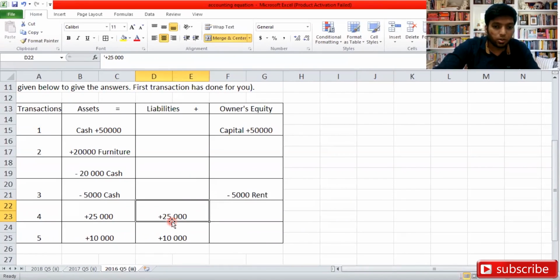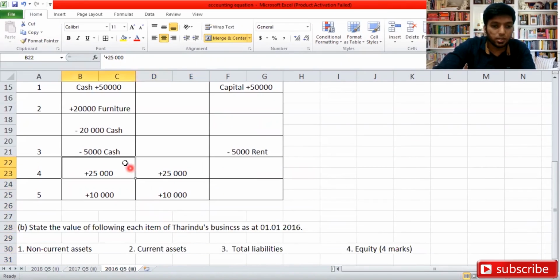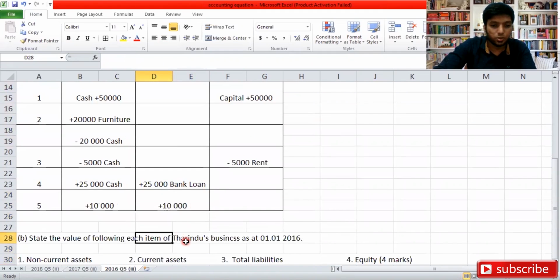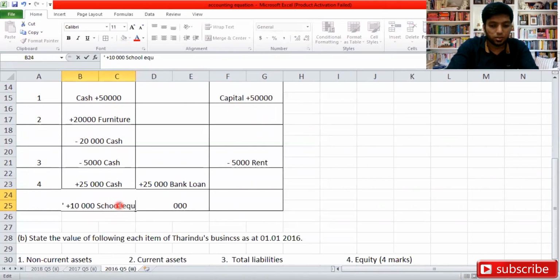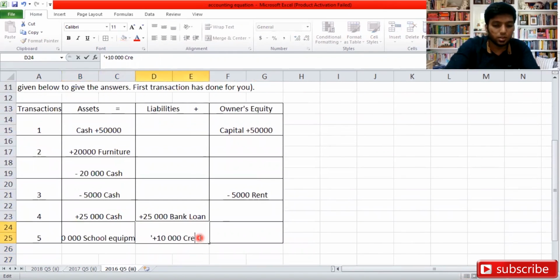So here we have found out 25,000. We didn't write the narration for this. 25,000, here you can write bank loan, cash, and here you can write bank loan because you took a liability, bank loan. Here the last adjustment. What are they saying? They are saying that you purchased school equipment for 10,000. So you can write here purchases and say school equipment, and you are purchasing here on credit. So you can say here the term, because they are purchasing on credit, creditors. So creditors will give you the goods.